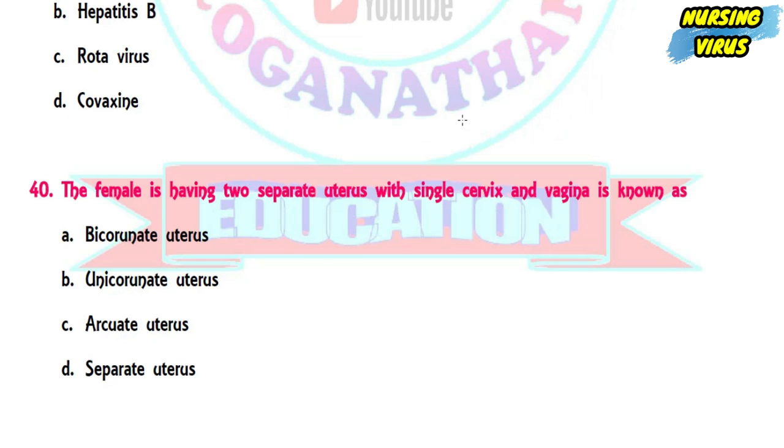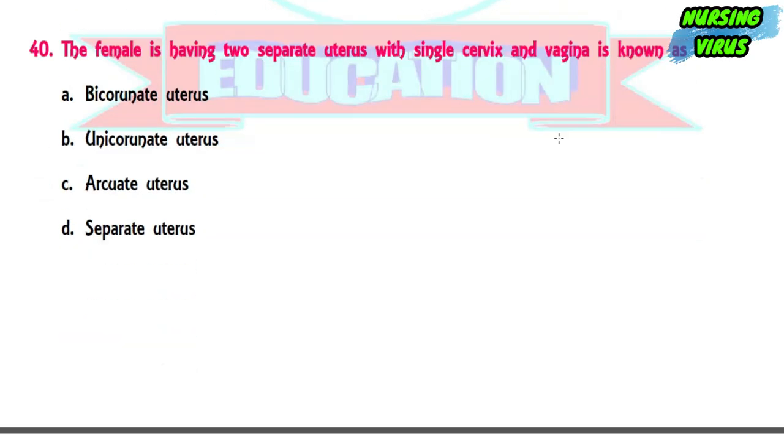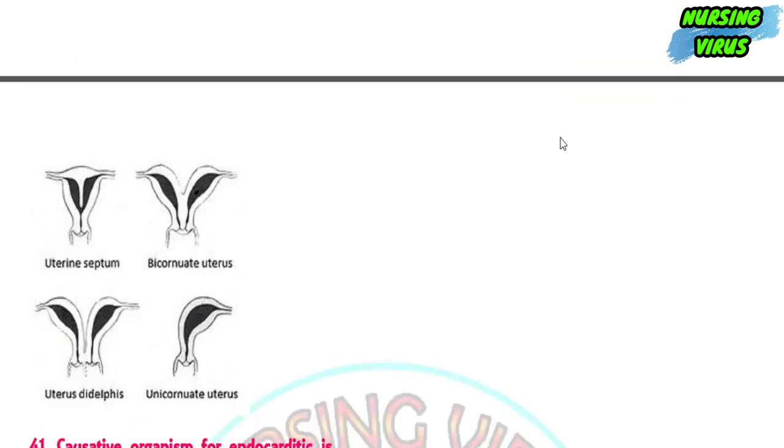And the next one, a female having two separate uteri with a single cervix and vagina is known as bicornuate uterus, unicornuate uterus, arcuate uterus or septate uterus. So here you can see the images of a unicornuate and bicornuate uterus. According to the given scenario, there will be two uteri and one cervix and vagina. So the bicornuate uterus is the right answer.